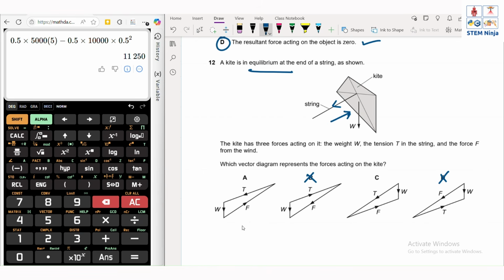Now, the sum of forces over here has to be a closed triangle. If we look at C, this is not a closed triangle over here. So this is not correct. A is correct because if you notice, this is a cyclical closed vector diagram over here. So the triangle of forces is a closed triangle. So A.